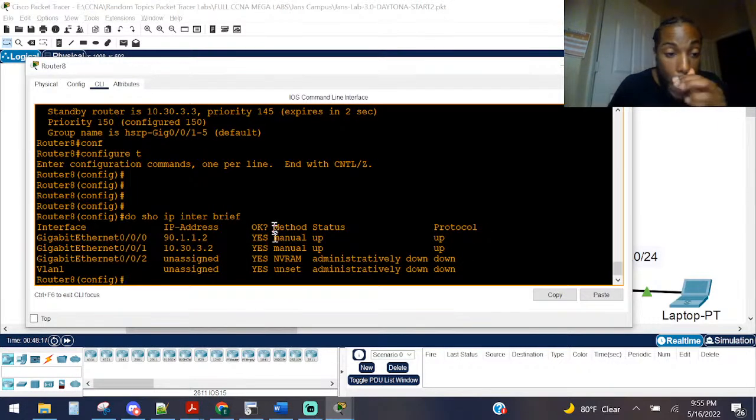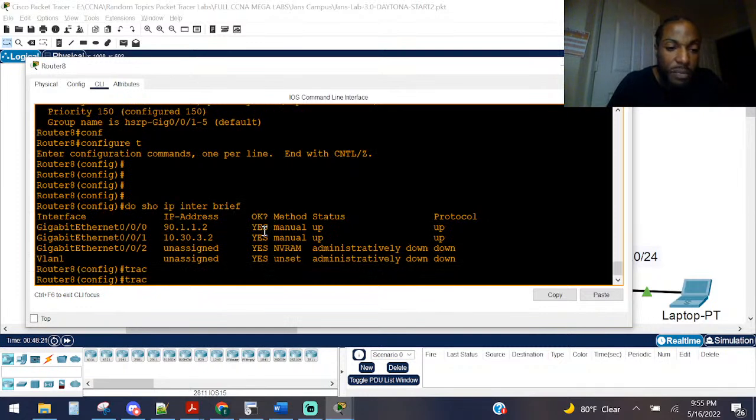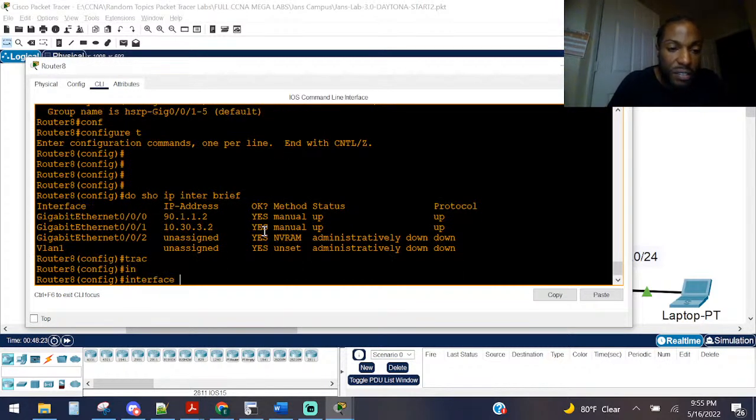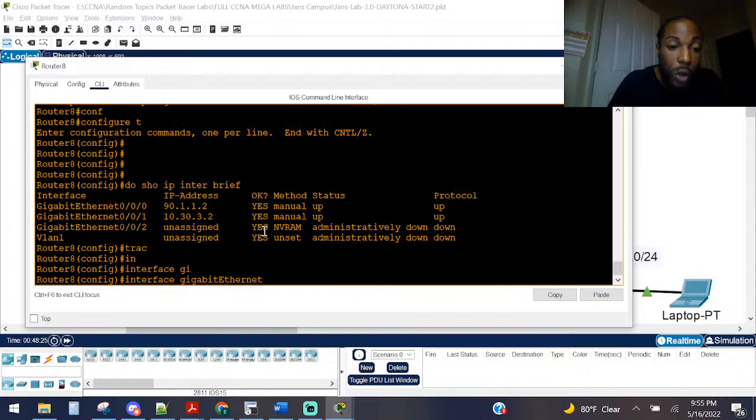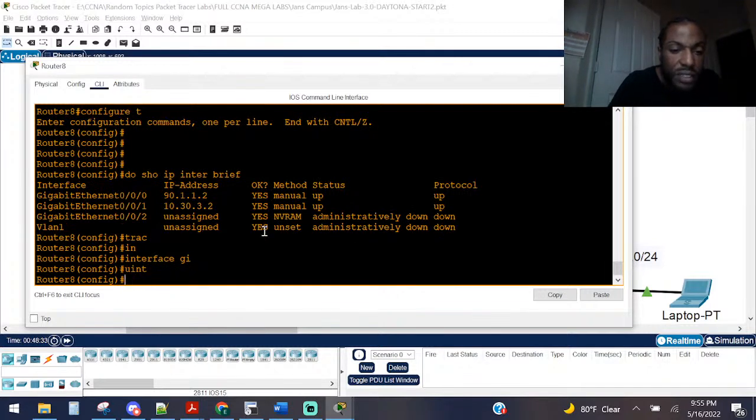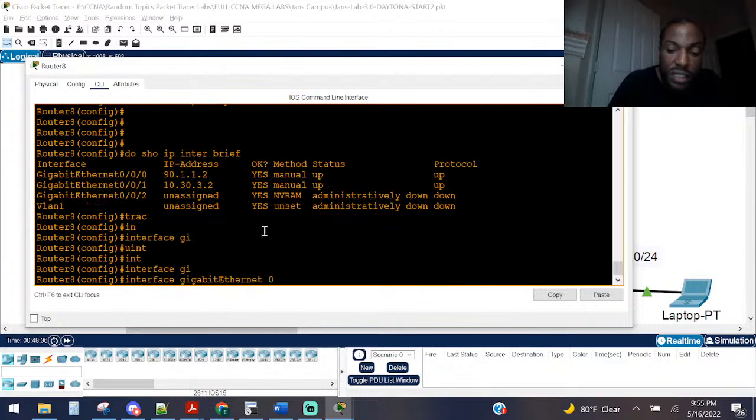So we go to global config mode. We're going to say, what is it? Tracking? I can't even remember the command. Interface gig, no, we got to go to the standby mode. So in this case, it is interface gig 0/0/0, right? So interface, my bad, interface gig 0/0/0.